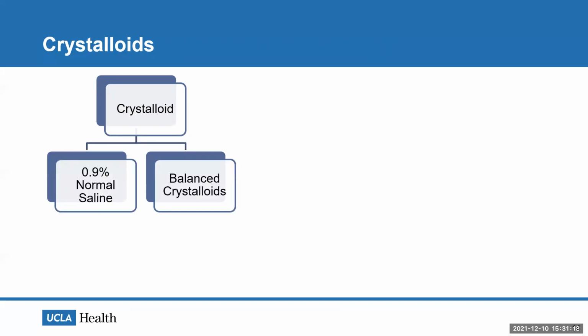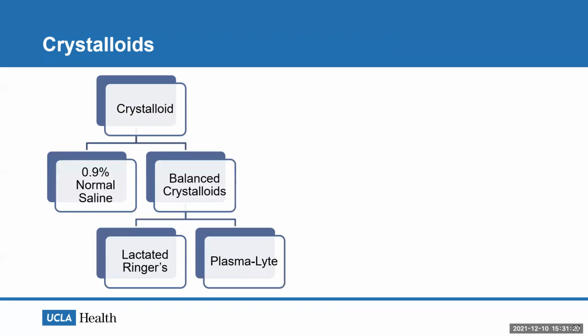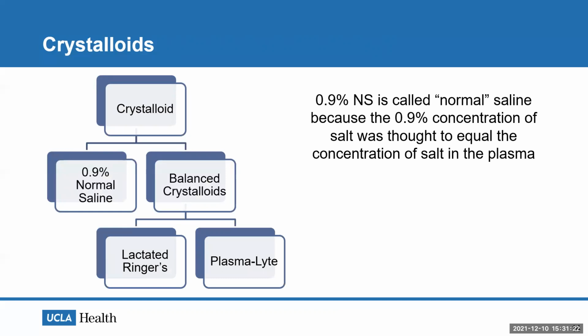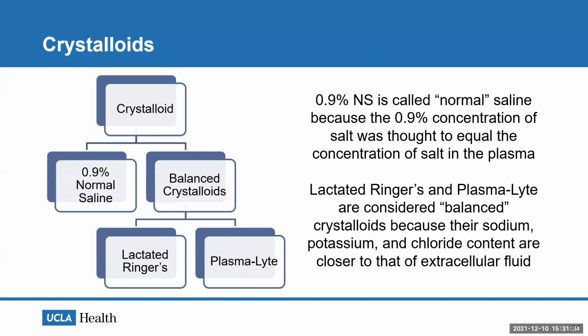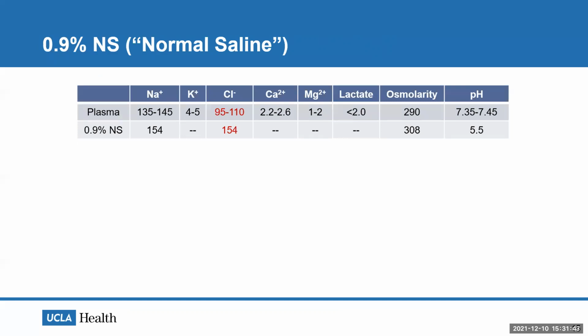Let's talk about crystalloids again a little more. So to review, well, under crystalloids, you have normal saline and balanced crystalloids. And under that, you have LR and Plasma-Lyte. Well, why is it called normal saline? Well, folks thought that the 0.9% concentration of salt was equal to the concentration of salt in the plasma. That is not correct, so it's technically not normal. LR and Plasma-Lyte are thought to be balanced because the sodium, potassium, and chloride content are closer to that of extracellular fluid.